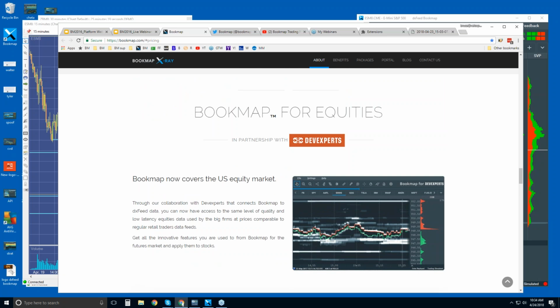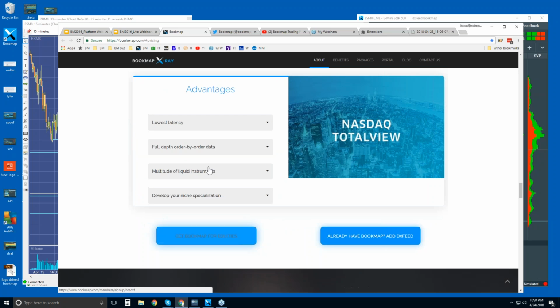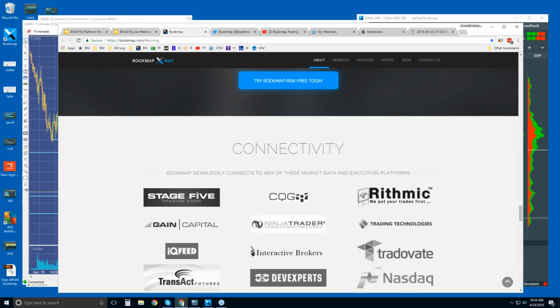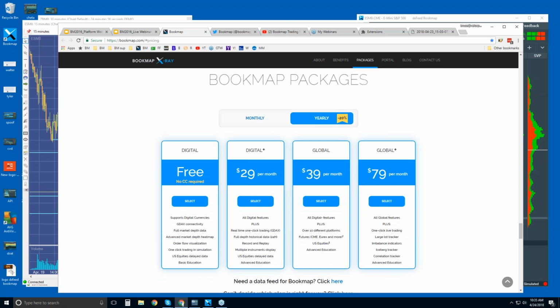So that's what I mentioned up here. It's a great data feed, and it's going to get stronger shortly. I still don't have a release date on that, but it will include EDGX as well as NASDAQ last trade and total view. All right, a bit further down, this is where you can subscribe and find Bookmap.